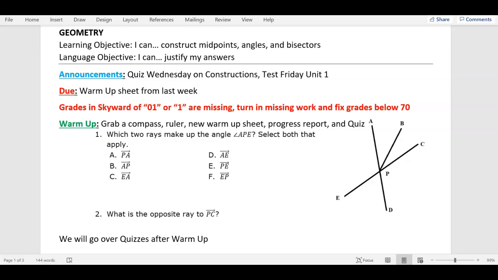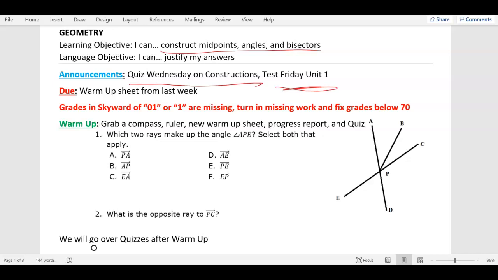All right. So on our warm up, again, second week of warm ups. So you know what to do from last week, hopefully, right? You write your objective on the second column. You always want to look for announcements. There's two announcements. We're gonna have a quiz Wednesday on constructions. The stuff we did on Thursday and Friday, you're doing an assignment on it today. We're gonna have a quiz on it on Wednesday. Okay, so you want to make sure you know what to do with these compasses and rulers. Okay. And then we're gonna have a test on Friday. Okay, so we're gonna review on Thursday, and that's that.